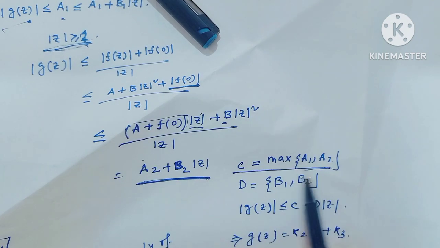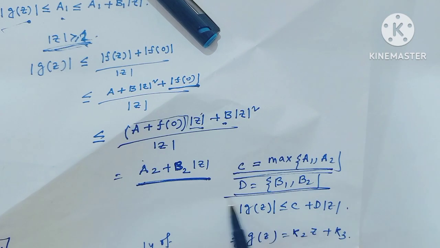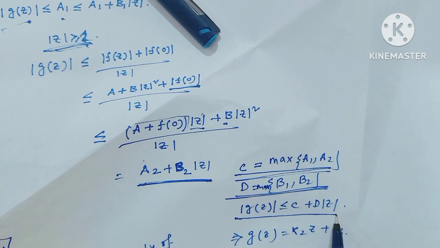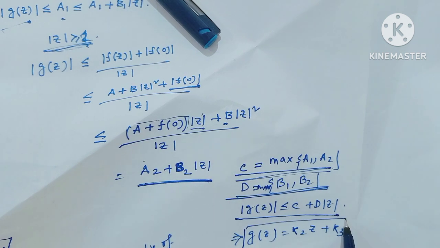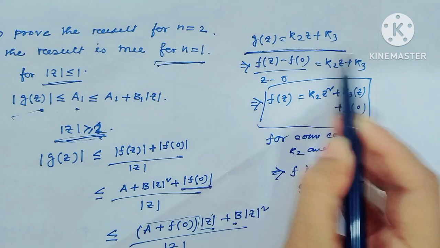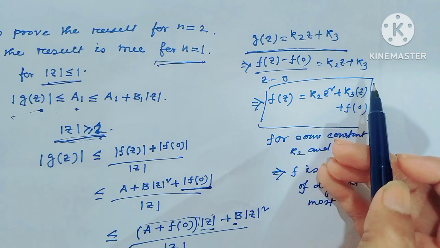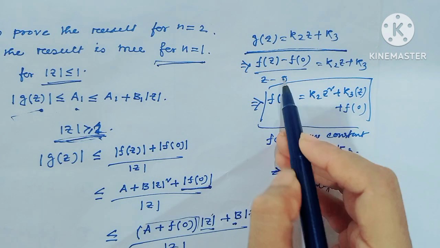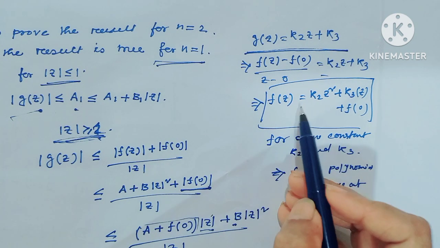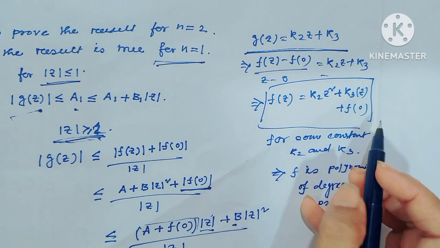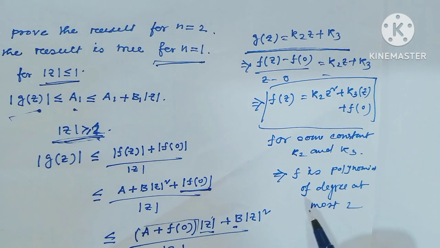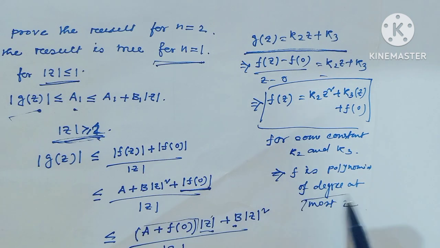Consider C equal to the maximum of a1 and a2 and D equal to the maximum of b1 and b2. Then mod gz would be less than or equal to C plus D mod z. That implies Gz equal to k2z plus k3. And Gz means Fz minus F0 over z minus 0, which is equal to k2z plus k3. Therefore, that implies Fz equal to k2z square plus k3z plus F0 for some constants k2 and k3. That means F is a polynomial of degree at most 2.